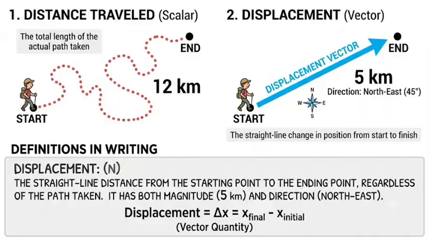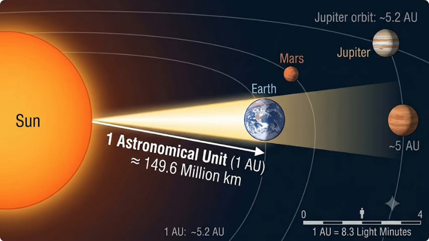Now we will talk about this picture. Okay, we have a distance and the displacement, the cosmic distance, the astronomical unit. Distance changes the perspective completely in space. We transition from miles and kilometers to the fundamental yardsticks of the solar system. The astronomical unit is AU.